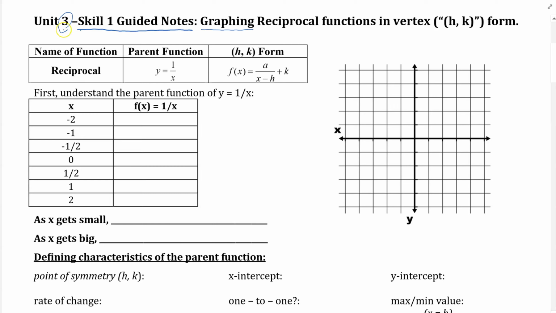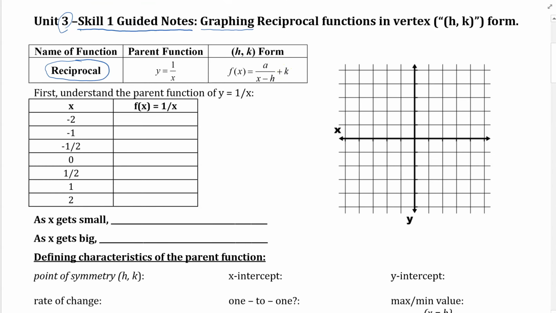So in Unit 3, the main function that we will be studying is called the reciprocal function. It got its name because you basically take the reciprocal of x to get y. Or, in other words, y and x are reciprocals of each other. So this is the parent function here where it's just 1 over x. And then also in this video, we'll be looking at graphing transformations of this parent function in this form, we call it hk form, a over x minus h plus k.